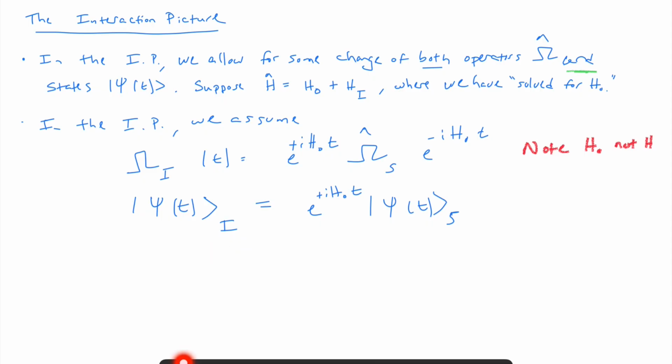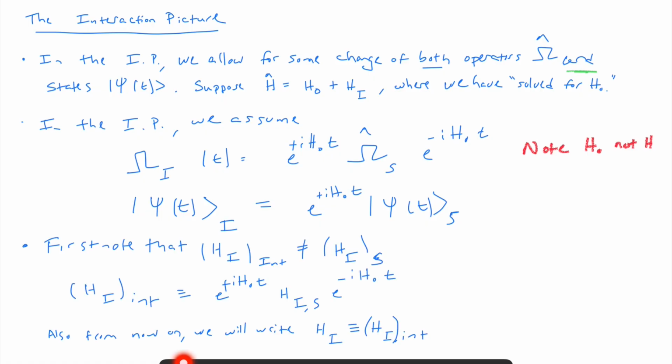So the state at a given time t in the interaction picture is equal to the true state, or the Schrödinger state, at that same time, but now pre-multiplied on the left by e to the plus i H naught t. Again, similar to the Heisenberg picture, except remember, note the H naught here. Now, a few things to note.